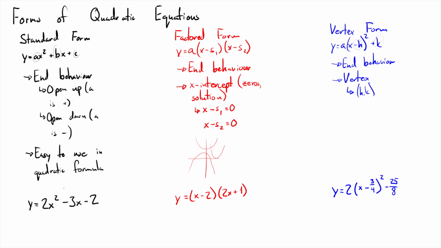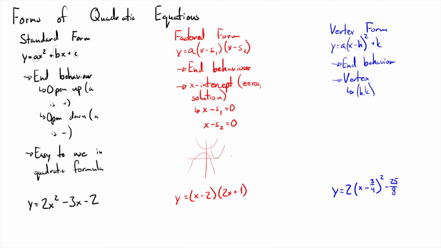This one gives us the end behavior and is easy to use in the quadratic formula. The one in the middle here, the red one, gives us a really easy way to find the x-intercepts. Again, we just take x minus 2 and set it equal to 0, and we take 2x plus 1 and we set it equal to 0, and we solve for x. And the one in the vertex form gives us a very easy way to see the vertex. It's 3 over 4, comma, negative 25 over 8. So three different forms for quadratic equations, and they give us three very different pieces of information.